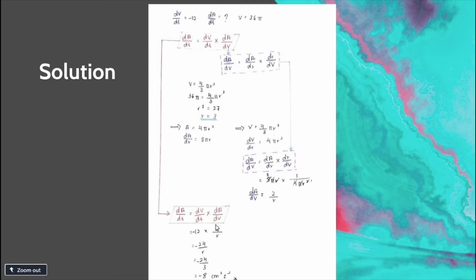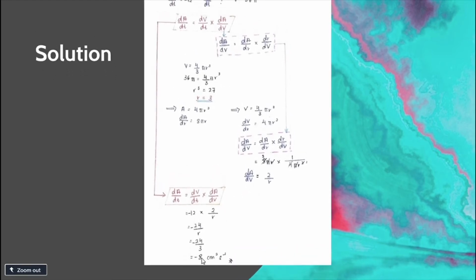And the last step, we're using the first formula that we made to find dA over dt. But substitute the dV over dt given in the question, -12, because the balloon is deflated, and using dA over dV that we got earlier over r, and the final answer, which is -8 centimeter squared per second.